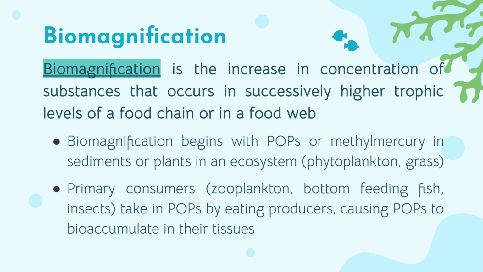Therefore, because they're eating a larger quantity of food, they are going to have a higher exposure to things like POPs or methylmercury that have built up in the fat tissues of the organisms that these top level predators are eating. Biomagnification will begin with POPs or methylmercury in sediments or plants in an ecosystem. Specifically, in aquatic ecosystems, we're talking about phytoplankton, which are the base of most marine food webs, and then we have grass as well. So primary consumers like zooplankton, bottom-feeding fish, and insects will take in POPs by eating producers such as phytoplankton and grass, causing POPs to bioaccumulate in their tissues.